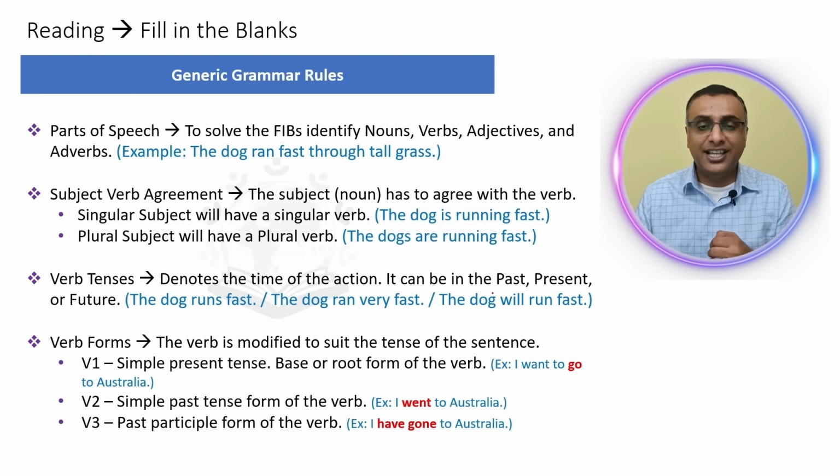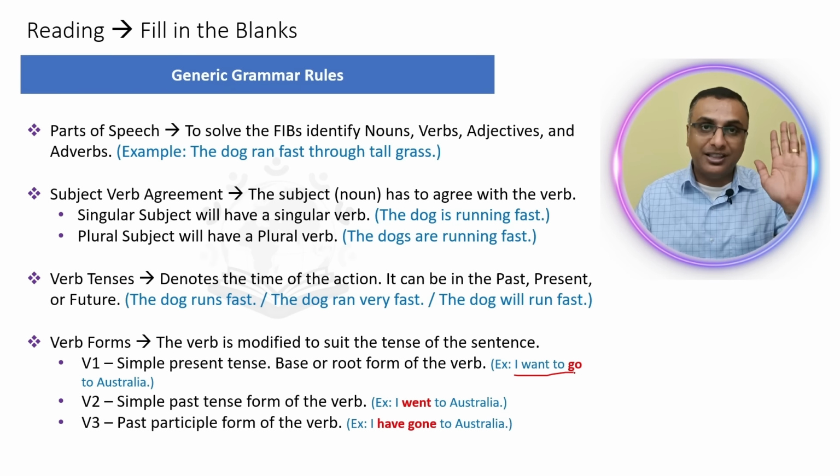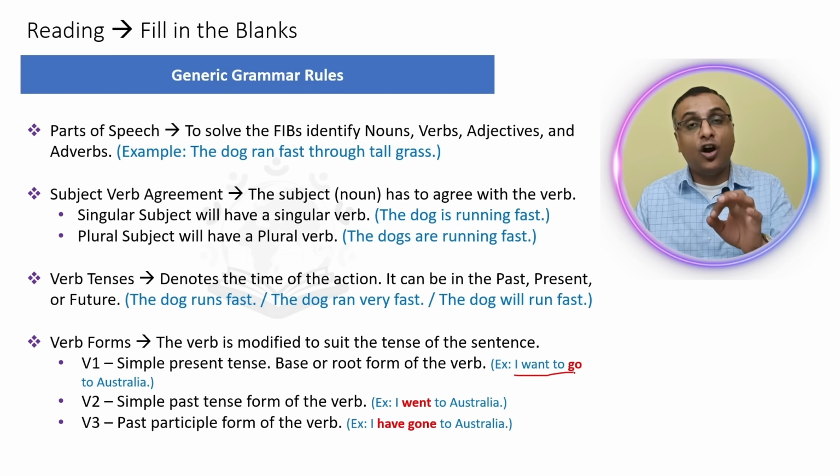Here it says, I want to go to Australia. Go here is the verb, which is present in the simple present tense or the base or root form of the verb in V1. Next, I went to Australia. Simple past tense, went, happened in the past. Here, went is the verb. Next is, I have gone to Australia. Here, gone is the verb.